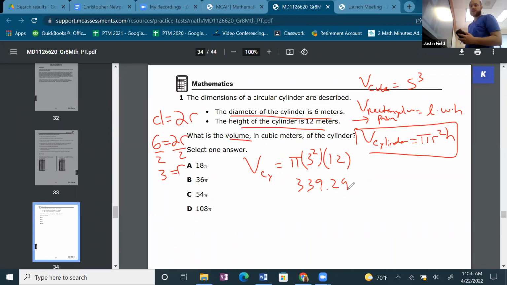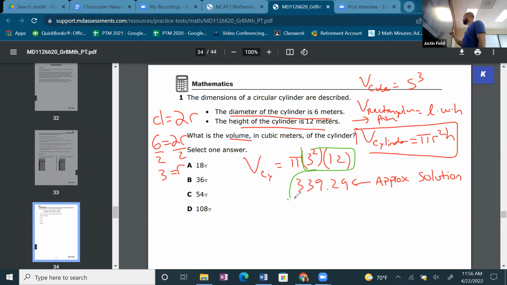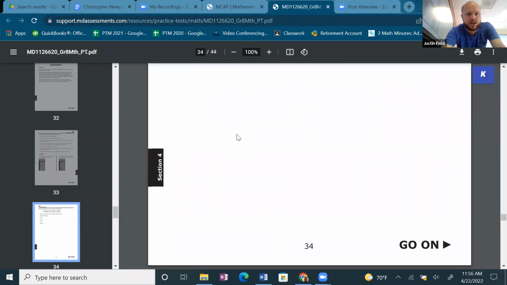But now I see that none of these answers are that answer. So that's because when we're finding volume and we have pi involved, pi is an irrational number, right? So we have an approximate solution. This is called an approximate solution because we had to round. But we can also get the exact solution by only multiplying the numbers together. So it's 9 times 12. 9 times 11 is 99, 108. So if I just multiply those together, that's 108. And then put the pi next to it, we can see the answer is 108 pi. That's called the exact answer. All right, moving right along.